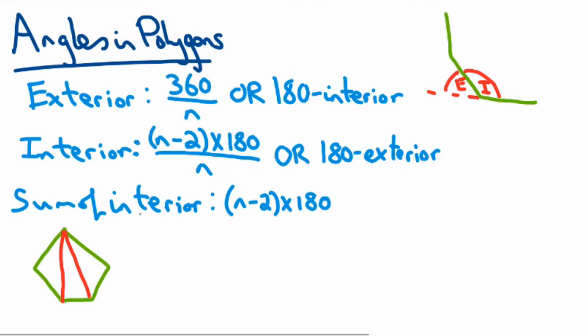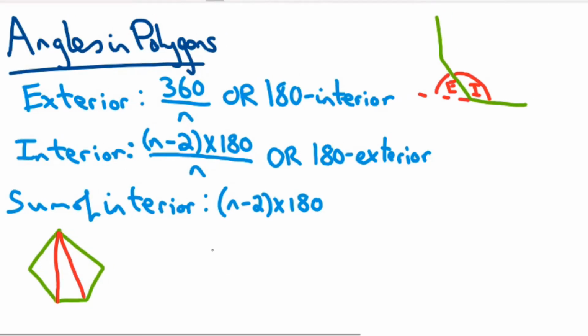This is also why, if we just want the sum of the interior angles rather than an individual interior angle, you can just do n minus 2 times 180, and don't need to divide it by how many sides there are. Or indeed, if you already knew an individual interior angle, you could then times by the number of sides in total.